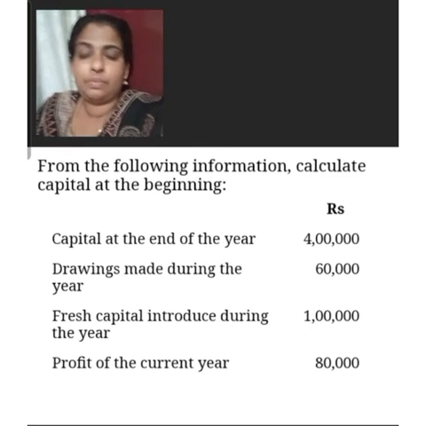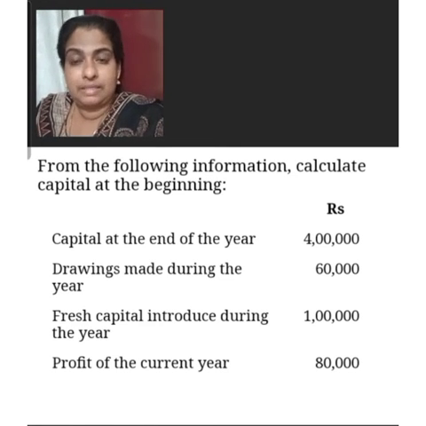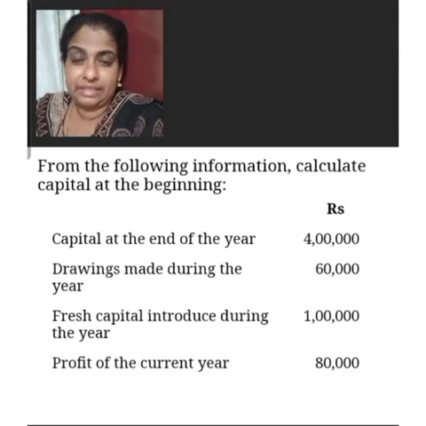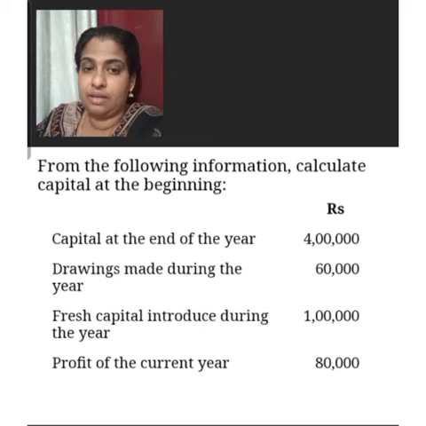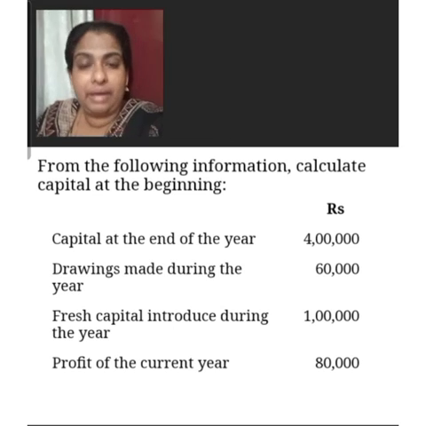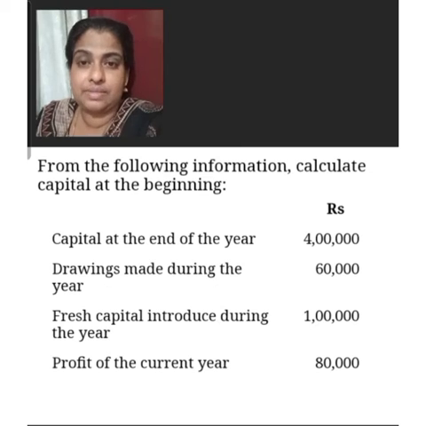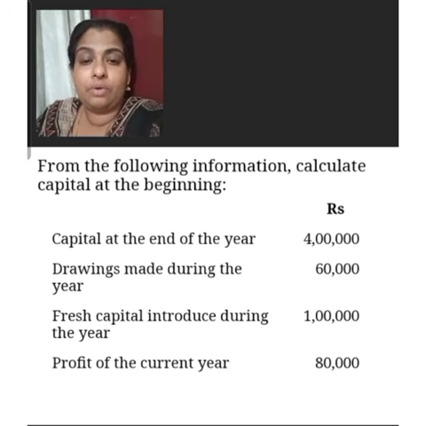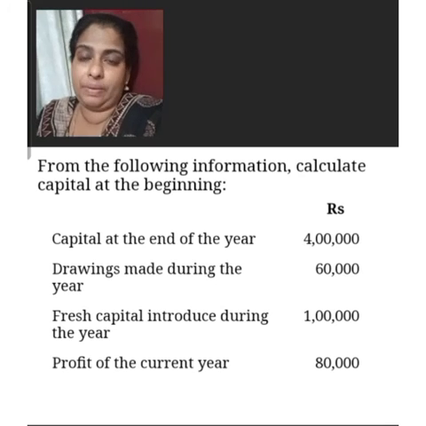In this problem, first we want to write the equation, that is closing capital plus drawings minus additional capital introduced minus profit. The net amount will be opening capital. Here there is a closing capital of 4 lakh plus 60,000, 4 lakh 60,000, minus 1 lakh of additional capital introduced. The net amount will be 3 lakh 60,000. 3 lakh 60,000 minus profit 80,000. The net amount is equal to 2 lakh 80,000. This 2 lakh 80,000 is the amount of opening capital.